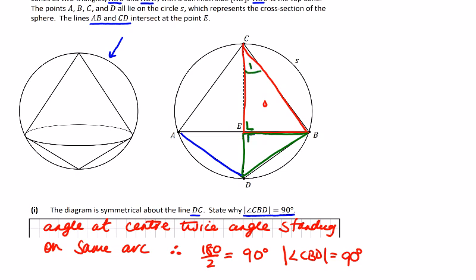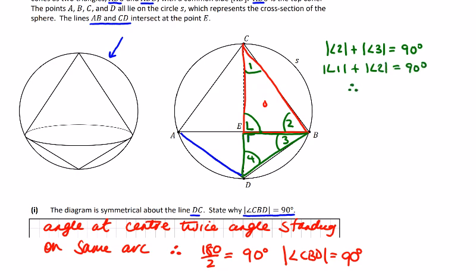It might be easy to just number them, 1, 2, 3, 4. We've already shown that the size of angle 2 plus the size of angle 3 is 90. And we also know, because we have a right angle in the triangle, the size of angle 1 plus the size of angle 2 is 90. And therefore, we can say that angle 1 is equal to angle 3. The size of angle 1 is equal to the size of angle 3.